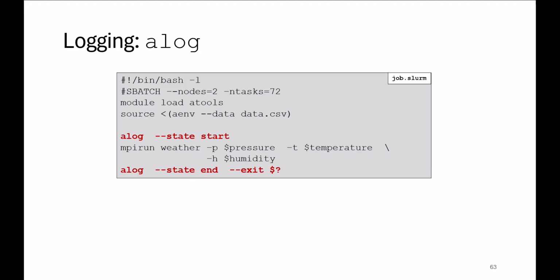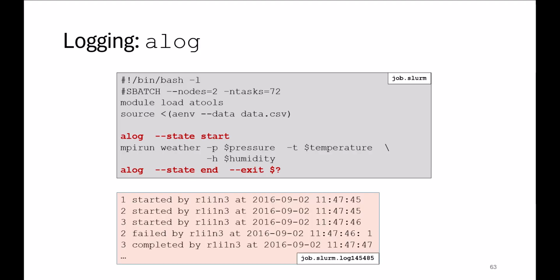If MPI run ran successfully, $? is going to be 0. If it ended in failure, then $? is going to be positive non-zero. And this gives rise to a log file, which looks like this. In its extension, you will have the job ID of this particular array job, so it's easy to match a log file to a run, to a job.